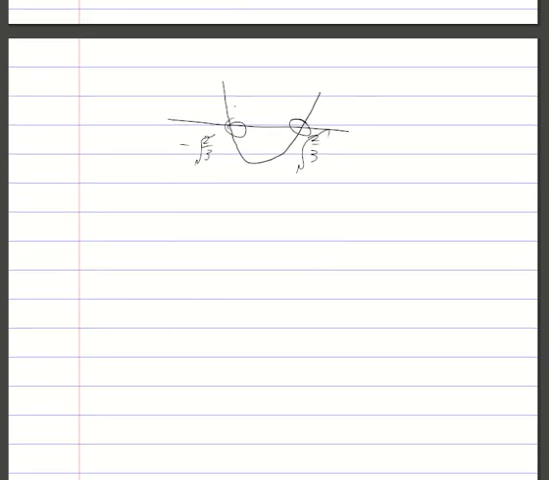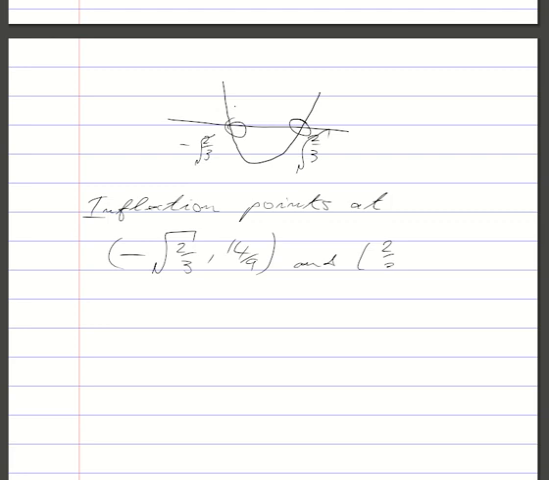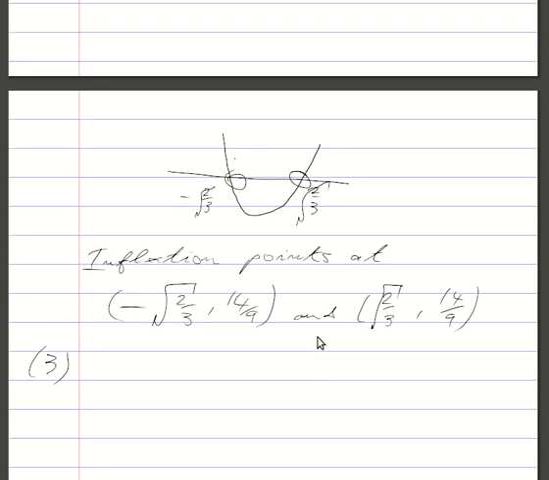Now we can conclude that we have inflection points at minus square root 2 over 3, 14 over 9, and square root 2 over 3, 14 over 9. And that completely answers the question now of where are the inflection points of this function.